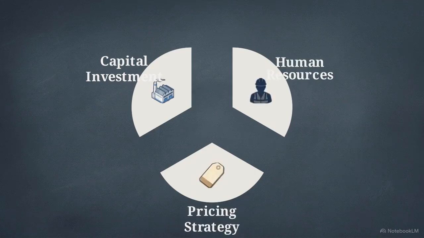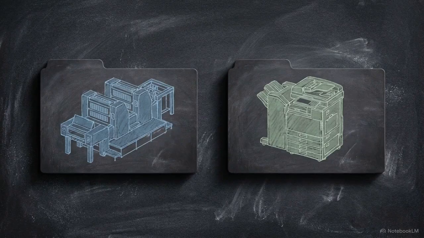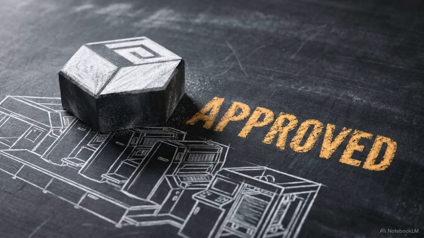resources, and pricing strategy. True managerial decision-making requires evaluating not just the explicit financial costs of an action, but the implicit, hidden sacrifices built into every choice. Consider a standard capital expenditure. A firm has 100,000 rupees to allocate and 2 options. They can purchase a printing machine or a photocopier.